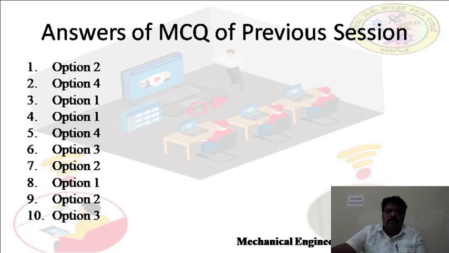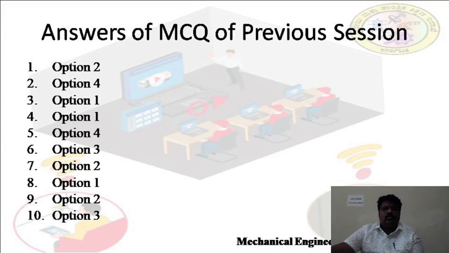And next we will move on to the next question. A thread gauge micrometer is used to measure dash diameter of the thread. The correct answer is the effective diameter of the thread. That is, a thread gauge micrometer is used to measure the effective diameter of the thread. That is option number 4.